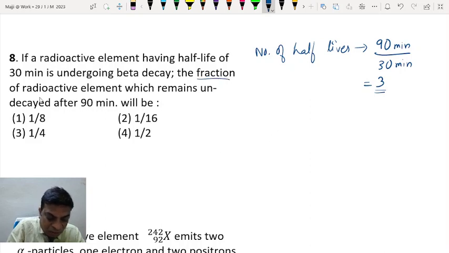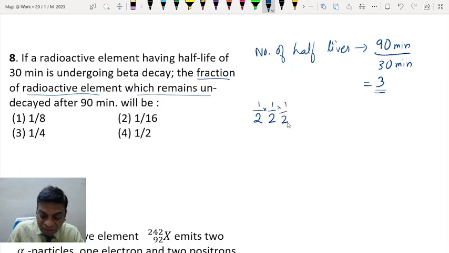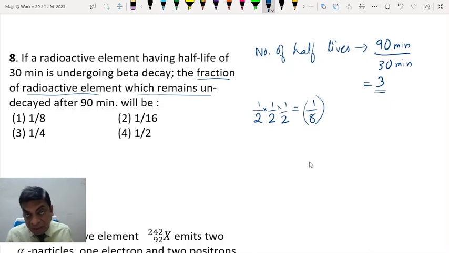Now the fraction of radioactive element which remains undecayed is, see, at the end of first half-life it will be this much. At the end of next half-life again it will be this much, and at the end of next half-life it will be this much. So altogether 1 by 8th of the initial radioactive substance will remain undecayed. So correct option is 1 by 8.